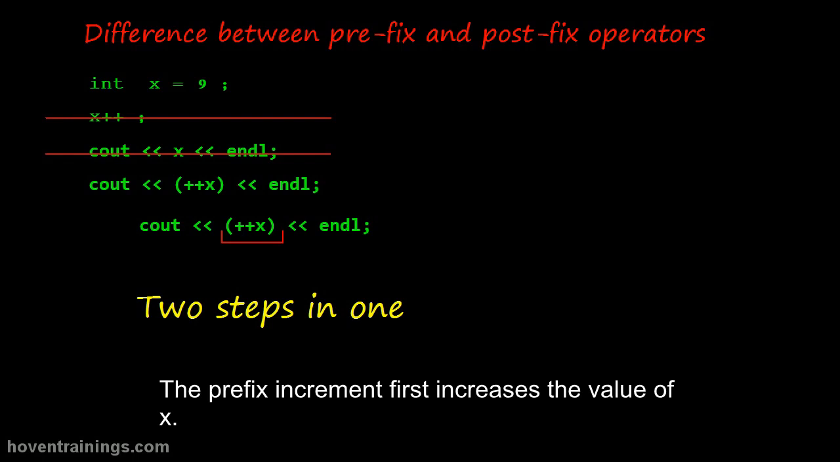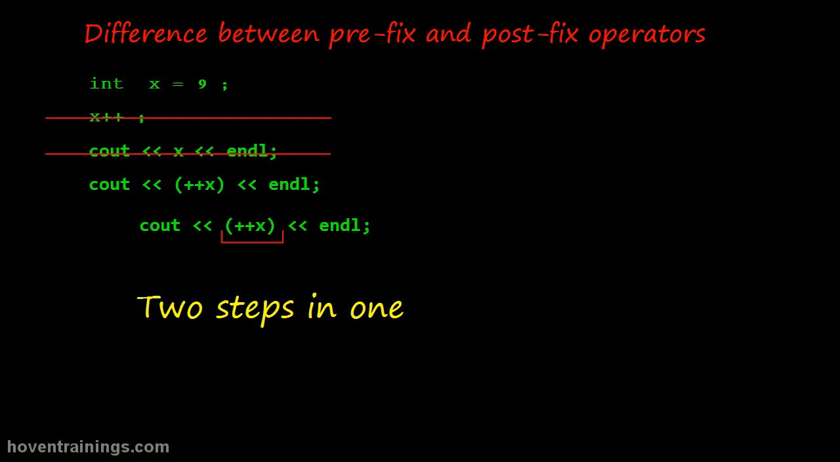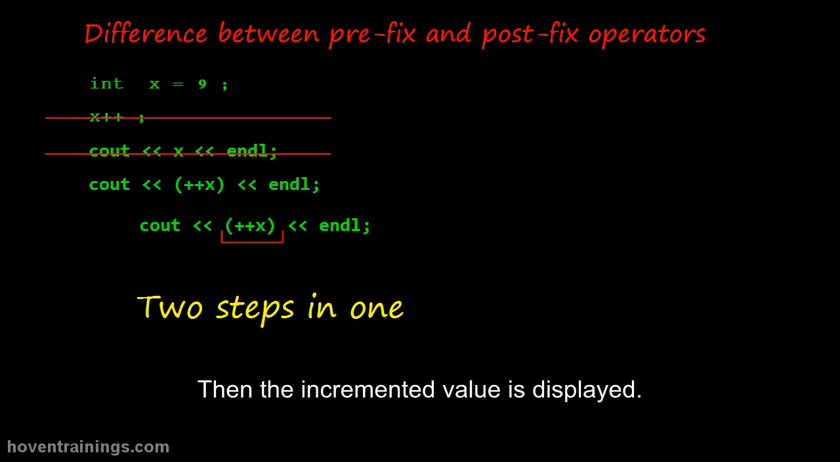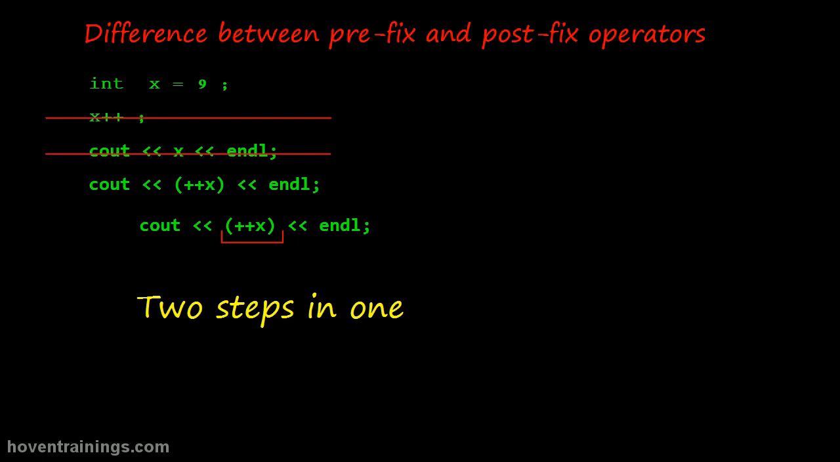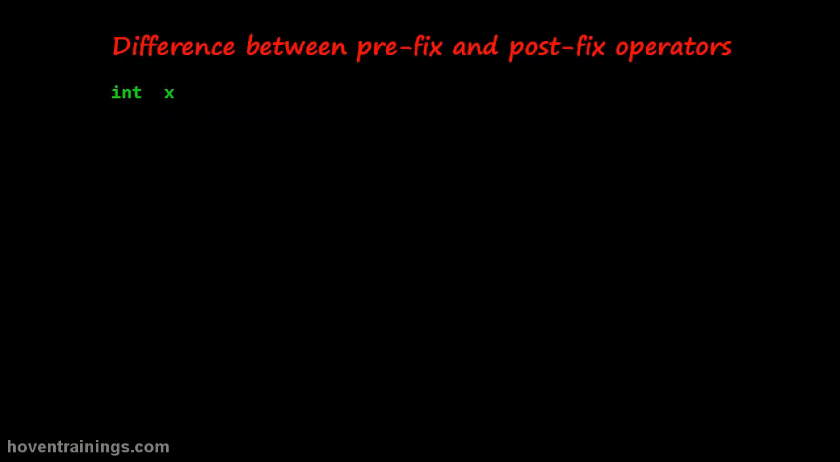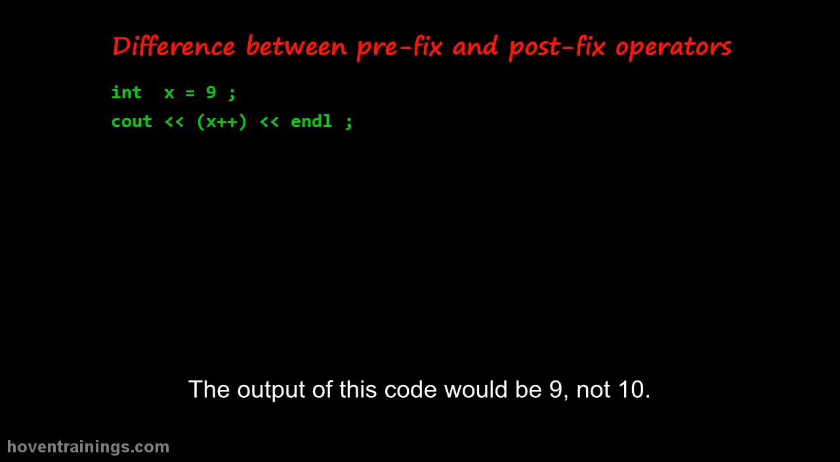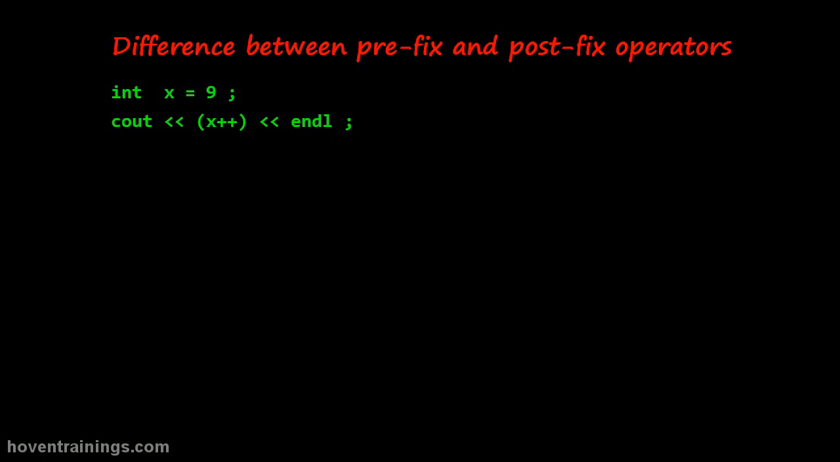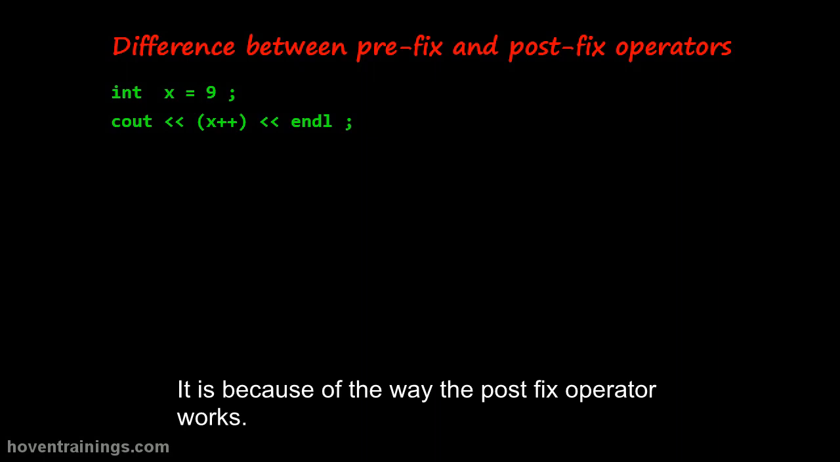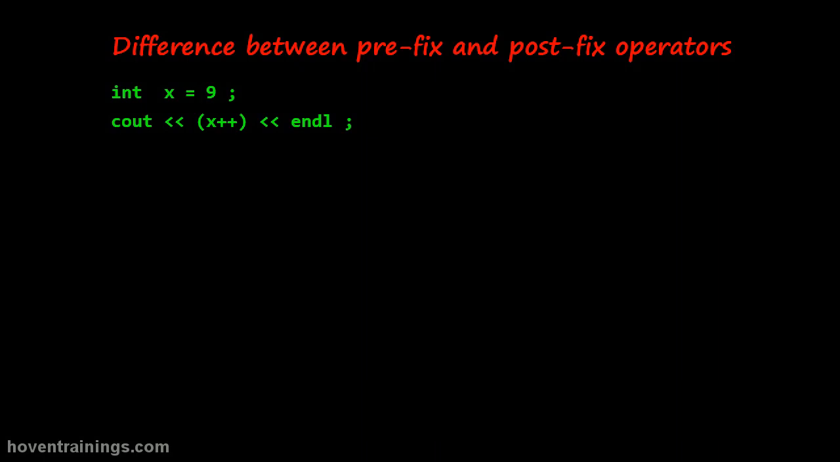The prefix increment first increases the value of x. Then the incremented value is displayed. The output of this code would be 9, not 10. It is because of the way the postfix operator works. Let us see how.